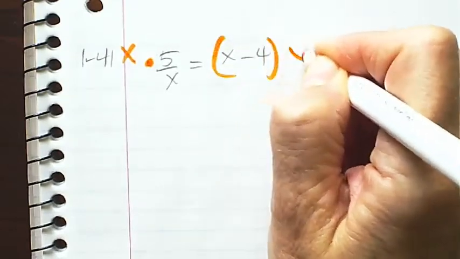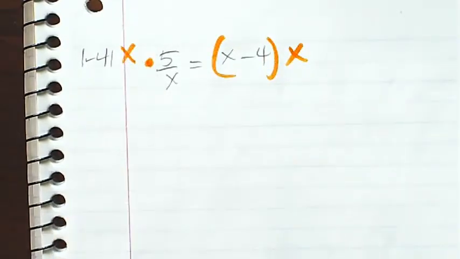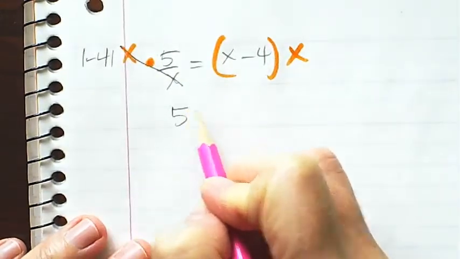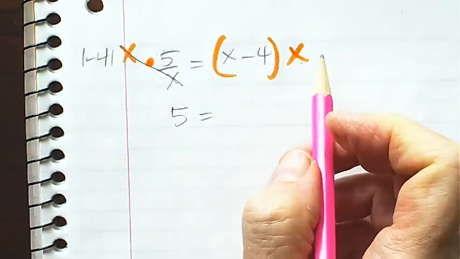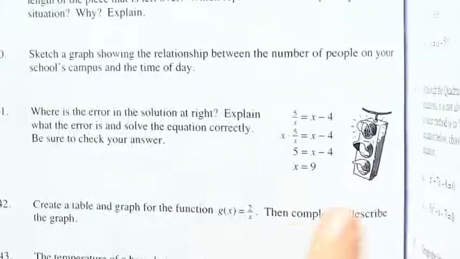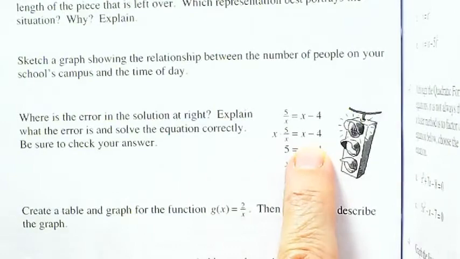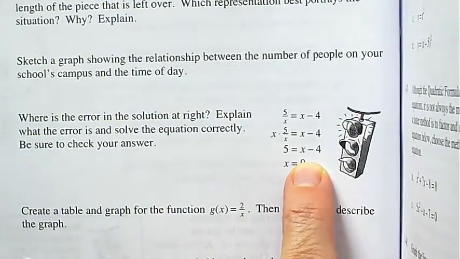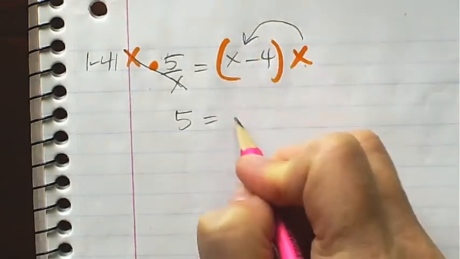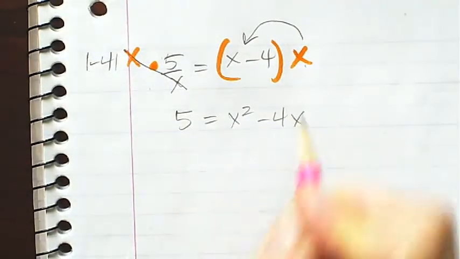Good idea. That's going to cancel out the x's on this side and leave you with 5. On the right side, if you're multiplying the left side by x, you have to multiply the right side by x. And this person did not do that. So there's the mistake right there. So it should be x squared minus 4x over here.